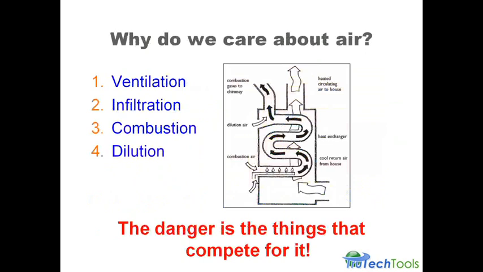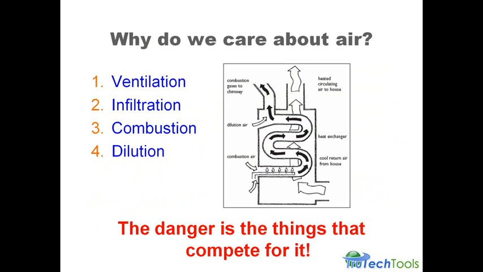Why do we care about that air? Well, we have a couple of reasons, because we're using that air for ventilation and infiltration. Ventilation is basically the total air brought into the house or structure. Infiltration is unintentional air brought into the structure. Combustion air is air we're using to burn, and dilution air is air we're using to dilute the flue gases going up the stack.